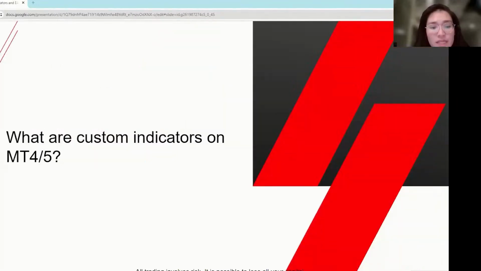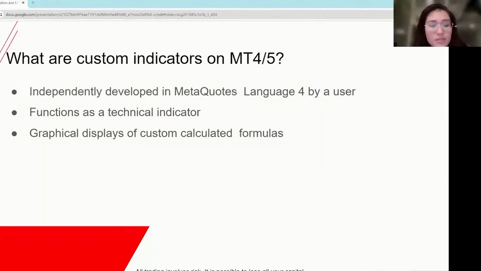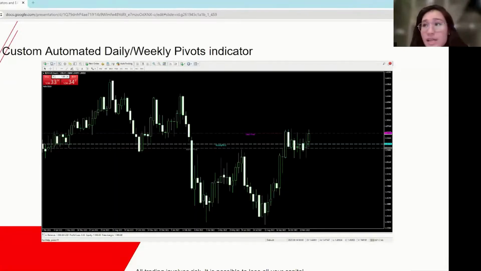Okay, so what are custom indicators on your MT4 and 5? So they're basically independently developed in MQL4 by a user, function as a technical indicator, and are basically graphical displays of custom calculated formulas. So here's an example of a custom automated daily and weekly pivots indicator. You can see here the daily line is the purple line, weekly is the blue line, and then our monthly pivot is the gray line.